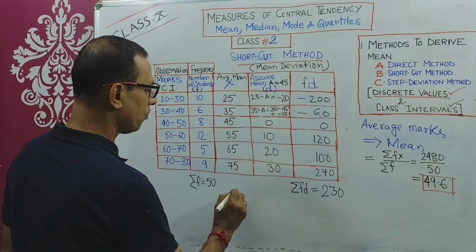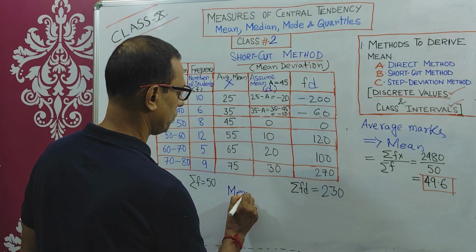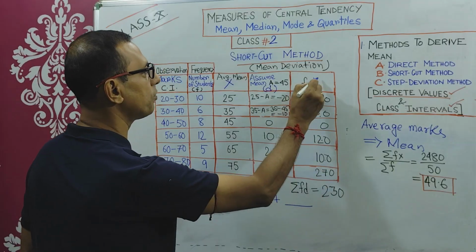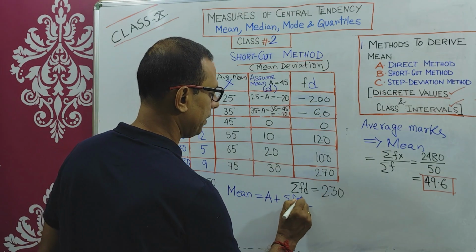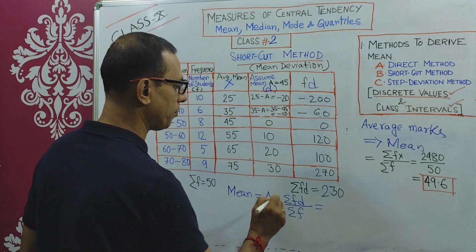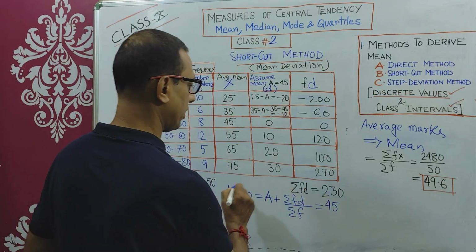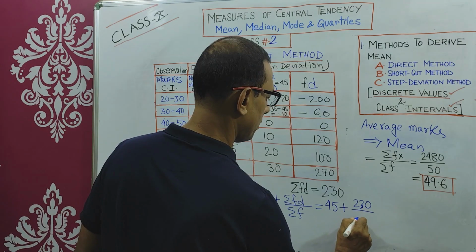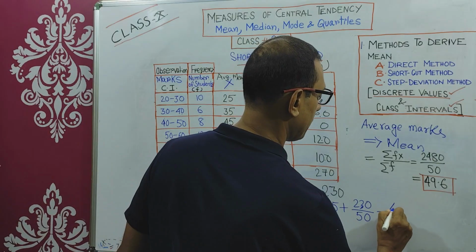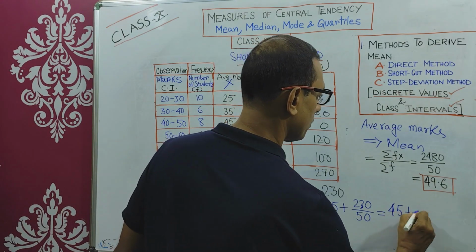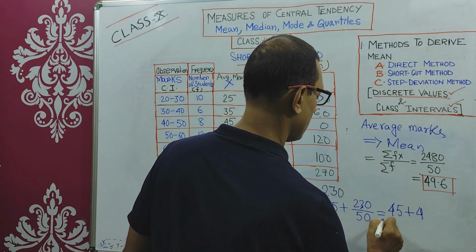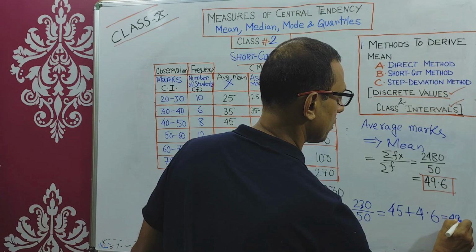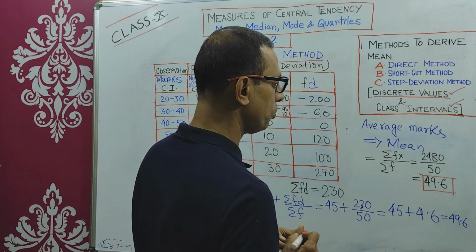So for step deviation method, what is the formula of mean? Mean equals the assumed mean A plus, instead of summation fx, here we have done fd. So summation of fd divided by summation of f, total number of observations. So how much is A? A equals 45. So 45 plus summation of fd, 230, divided by 50. So 230 by 50 means 4.6, that is 49.6. So this is the mean through step deviation.